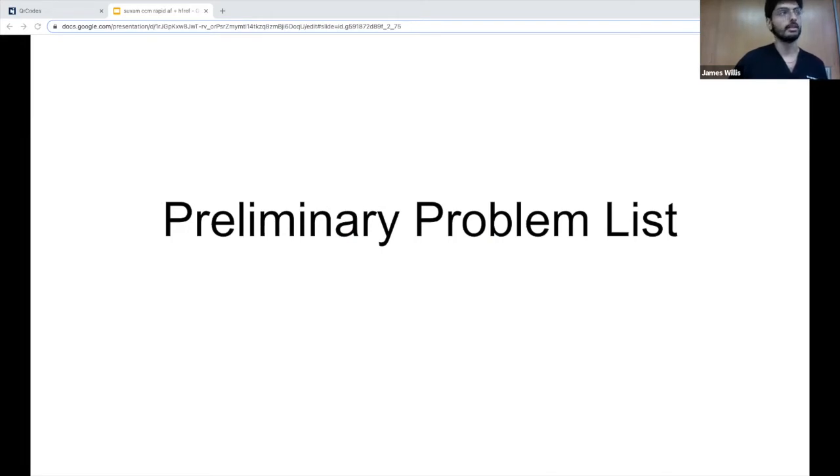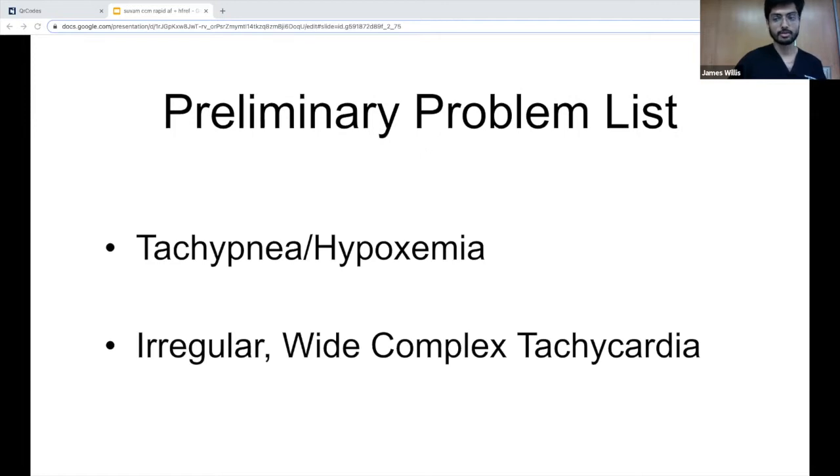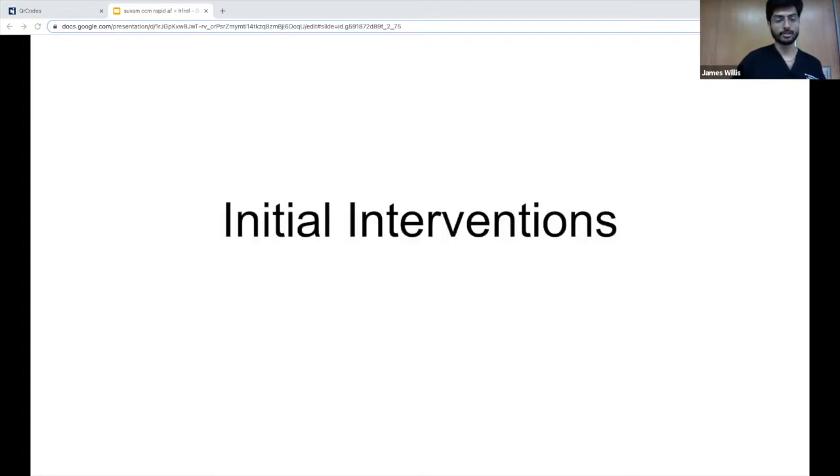Yeah, hypoxia, this rhythm, AMS. Anything else? Possibly, yeah. So you pretty much hit most of the main things. Patient's tachypneic, they're hypoxemic, and they have this rhythm that's fast and wide. So initial interventions, what do you all want to do?